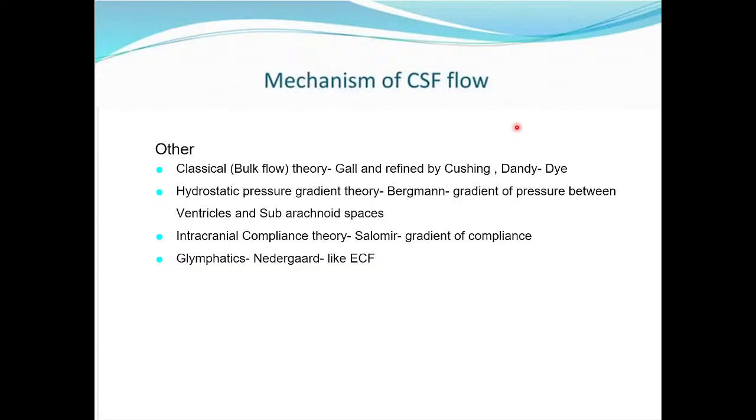Then another theory was the intracranial compliance theory. We discussed in the Monro-Kellie hypothesis that in the brain there can be three things: the brain, blood and the CSF. So, there is a compliance for the fluid in the brain that causes a gradient to flow. And the latest one is the glymphatic theory, the same as the lymphatic system in the body, that causes flow of the extracellular fluid, which causes a gradient that ultimately leads to the flow of CSF.